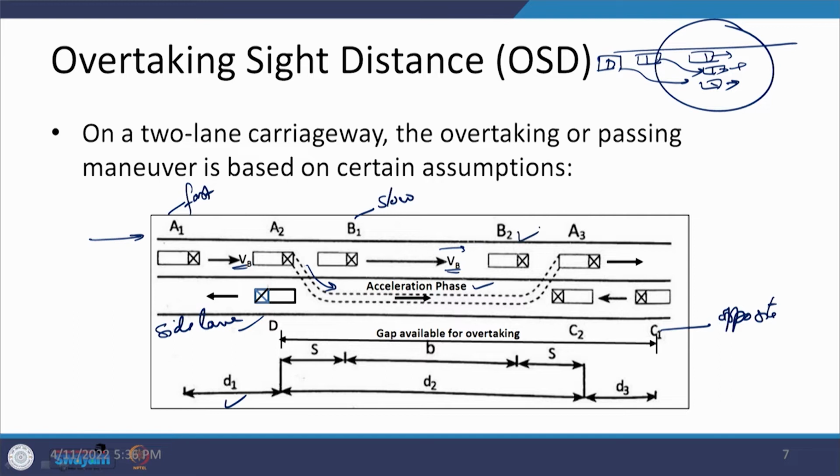During this time, when this vehicle is accelerating and trying to overtake, vehicle B is still moving and has reached another location B2. The vehicle A overtakes and then comes safely to location A3 while maintaining a gap between these two vehicles.